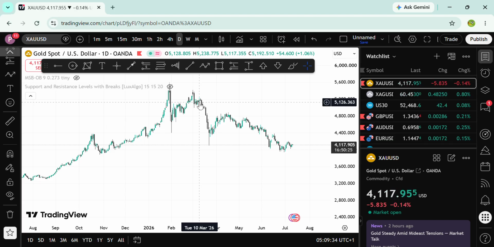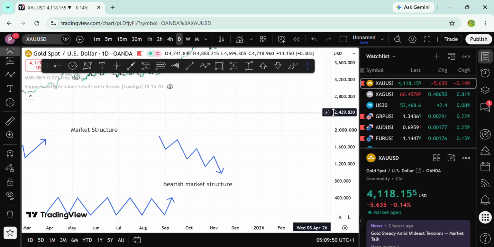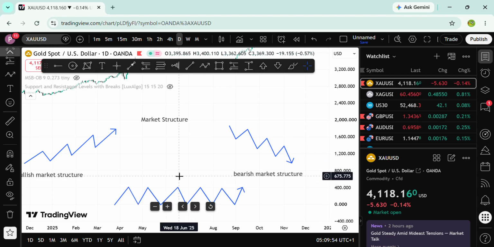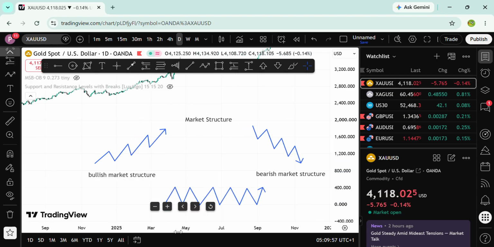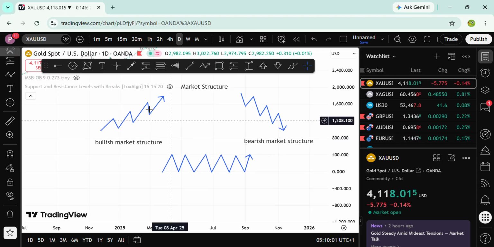So on this example, we are using gold. The movement of this chart, like this, up and down, is called market structure. So let's go back to the drawing. We have three types of market structure: the bullish market structure, the bearish market structure, and the consolidating market structure.